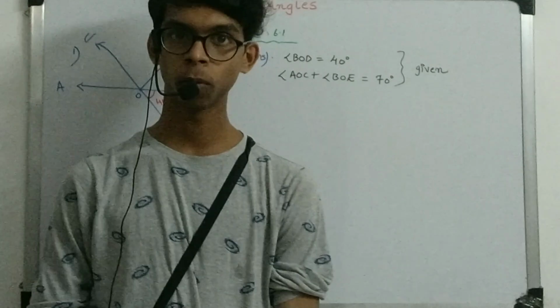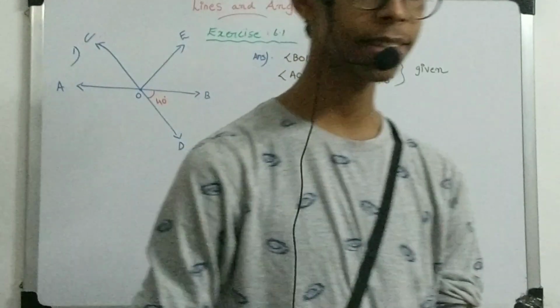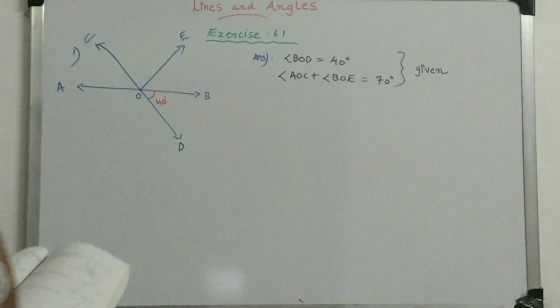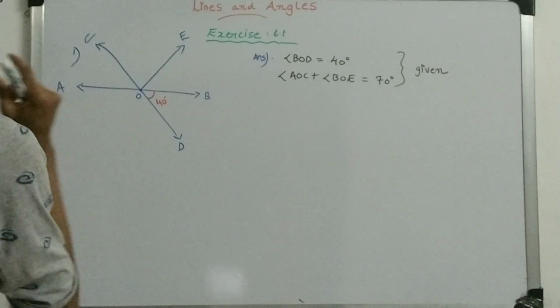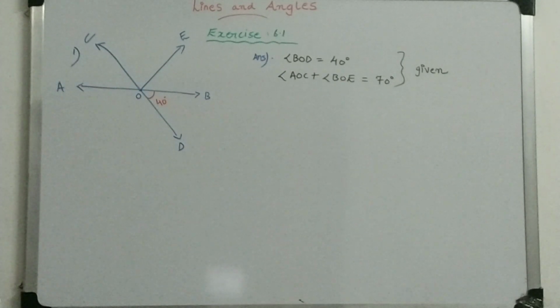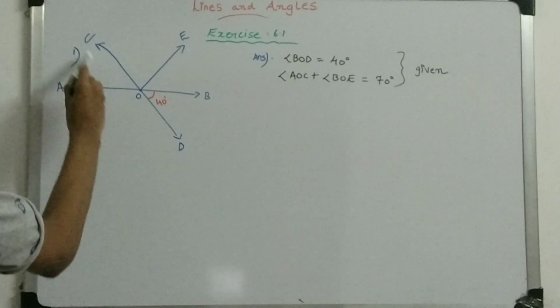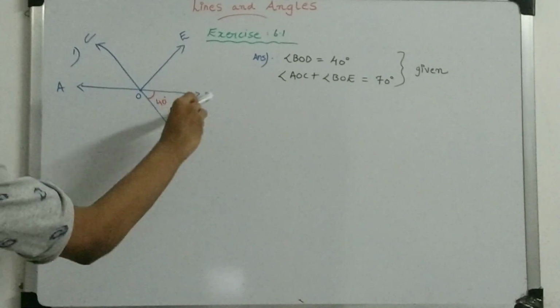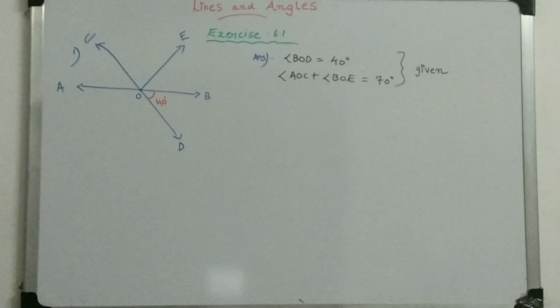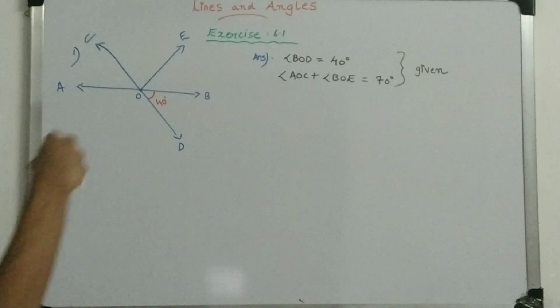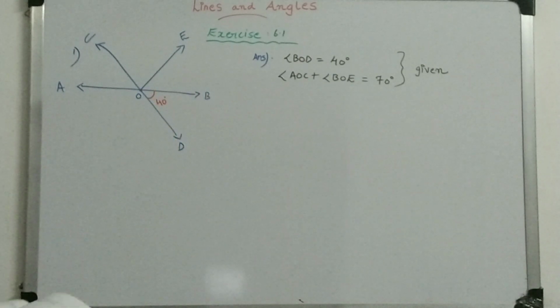So now let's move on to our exercise number 6.1. The first question is: lines AB and CD intersect at O. If angle AOC plus angle BOE is equal to 70 degrees and angle BOD is equal to 40 degrees, then find the value of angle DOE.